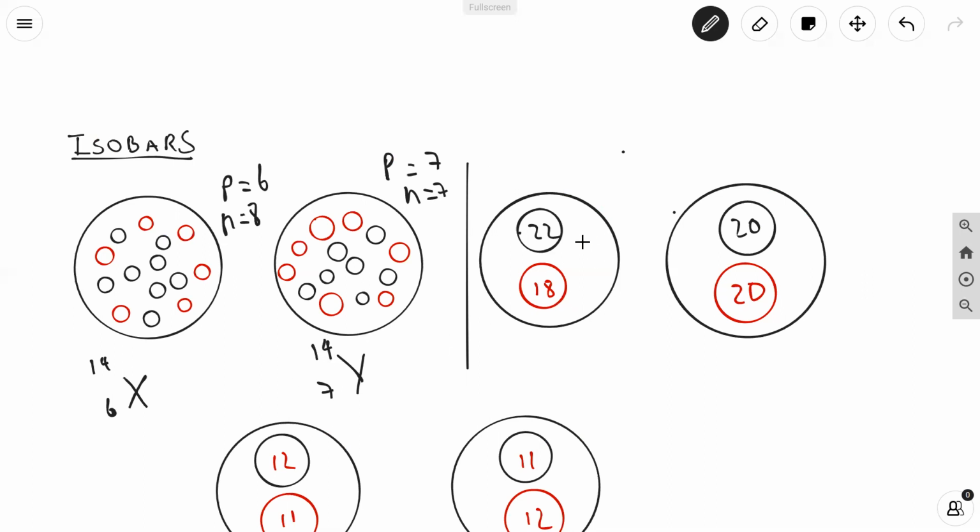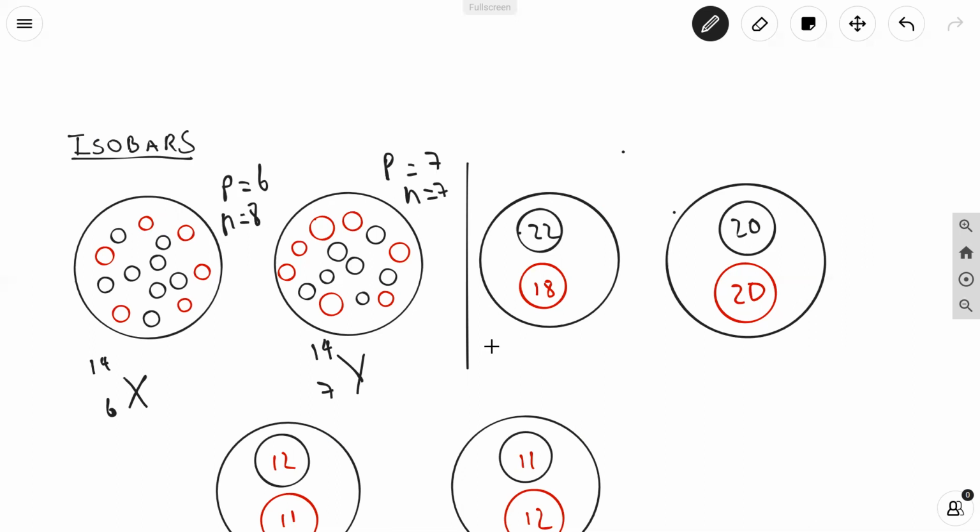As you can see over here, the mass number is the same, but the atomic number is different. So these are called isobars, which have the same mass number.